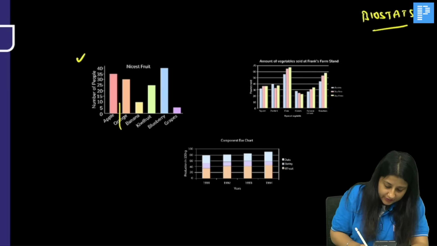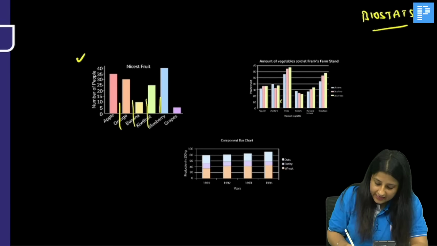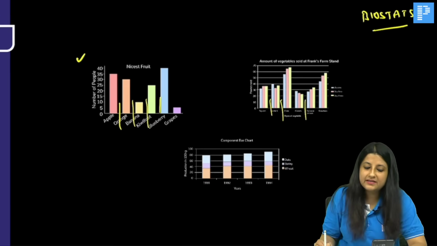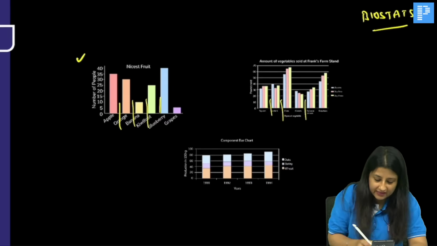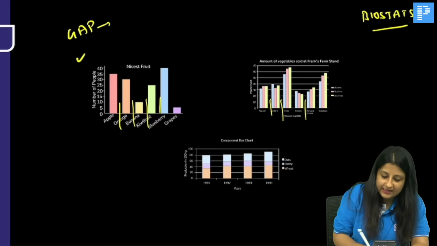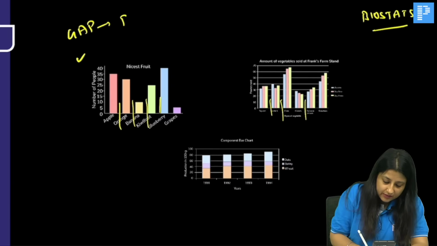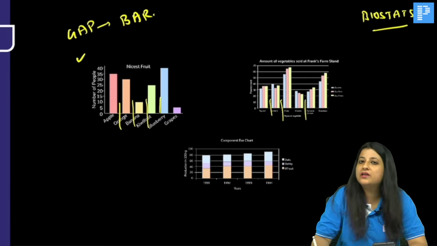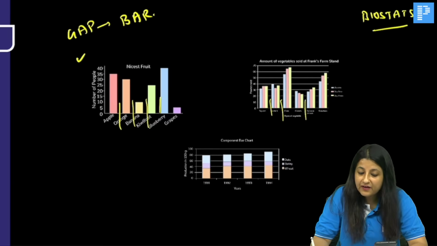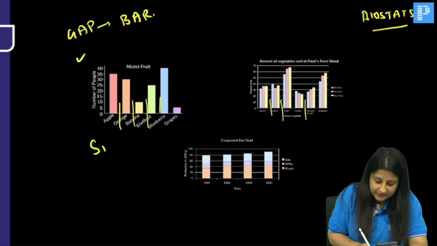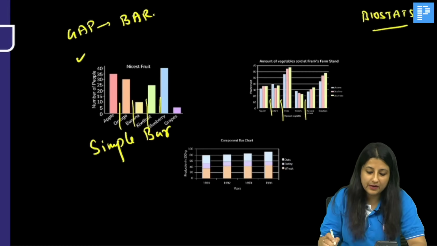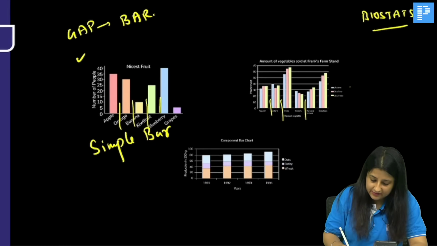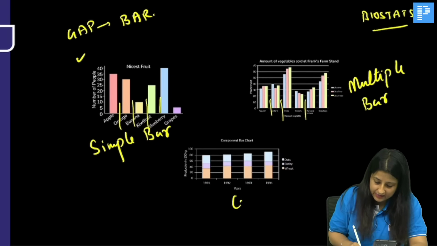Now we all know that you can see gaps over here, in all the diagrams. Wherever you see a gap, gap is a 3-letter word, right? Bar is also a 3-letter word. So this one right over here is a bar diagram. The first one is a simple bar. The other one is a multiple bar, and this one right here is a component bar.